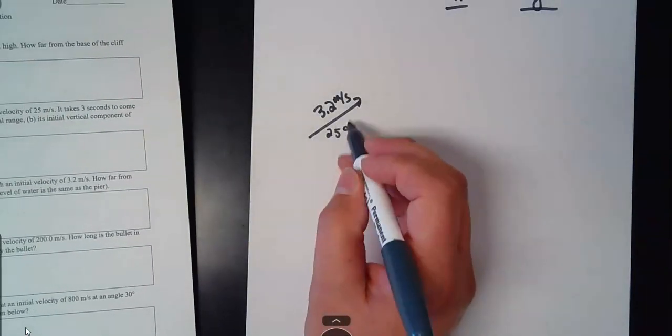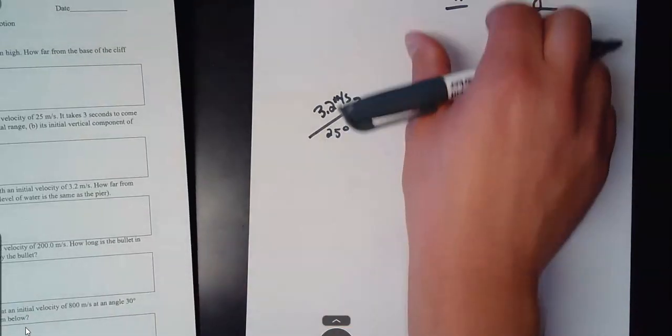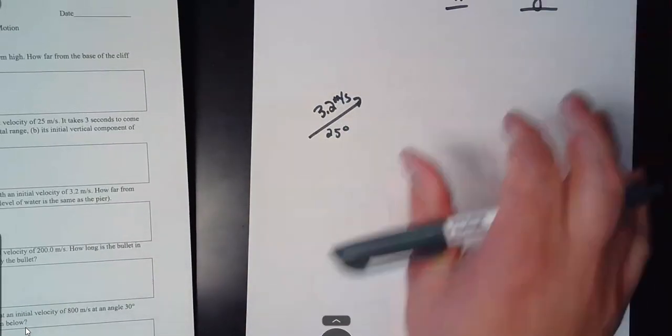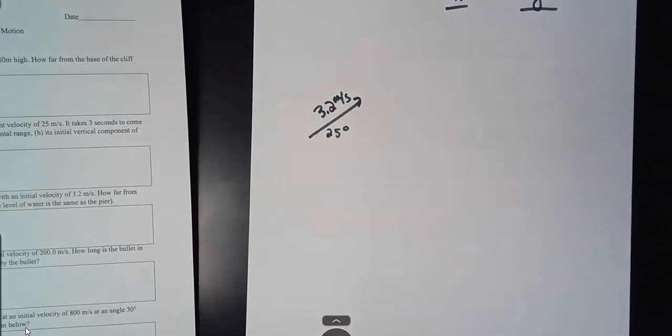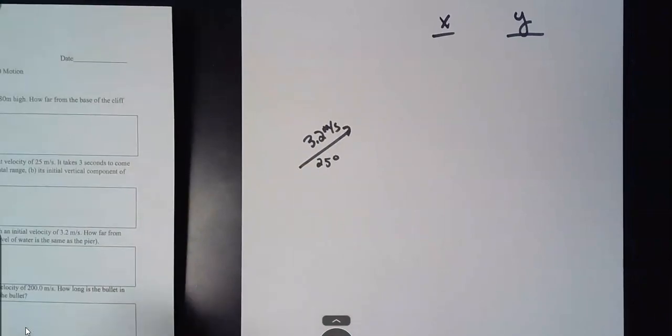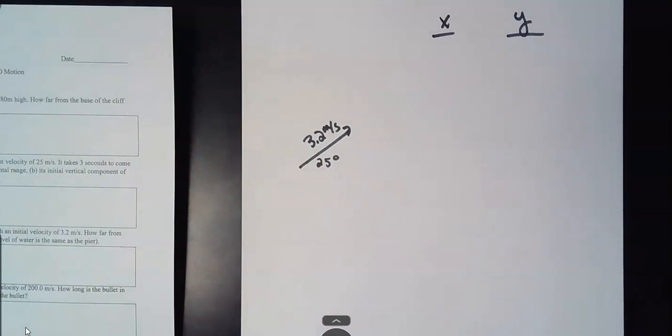This is like the beginning of my triangle, 3.2 meters per second at a 25-degree angle. And then I have an X and a Y column, but I haven't finished filling out what's given and what's unknown. I haven't drawn my picture yet. So I want you to pause the video right now, try that out, and I will fill some of this out while you do that.